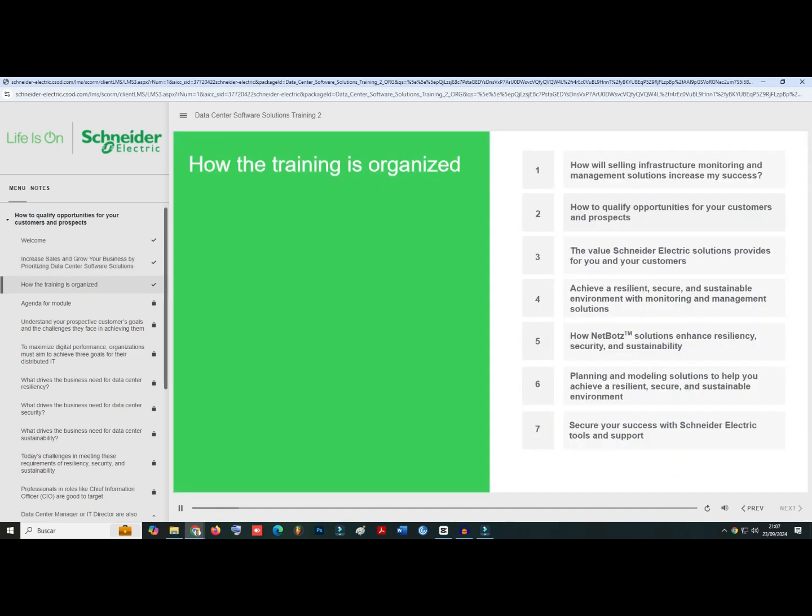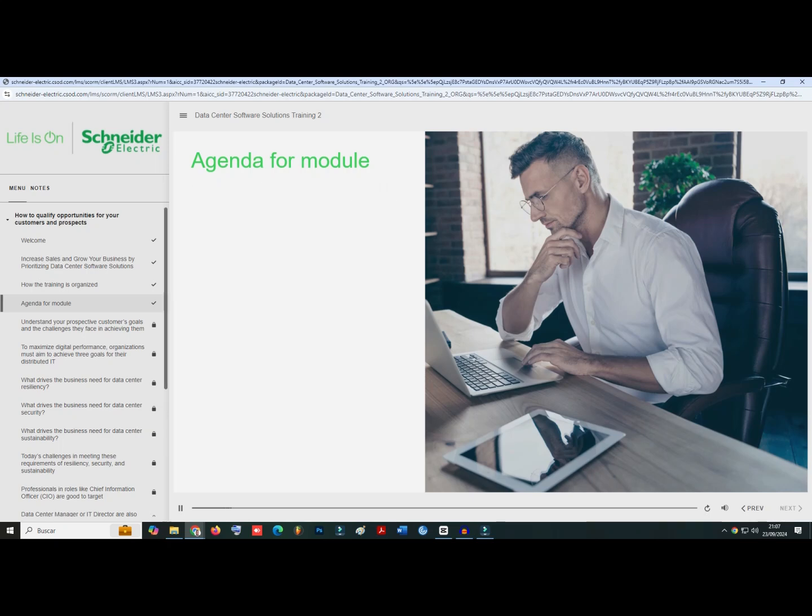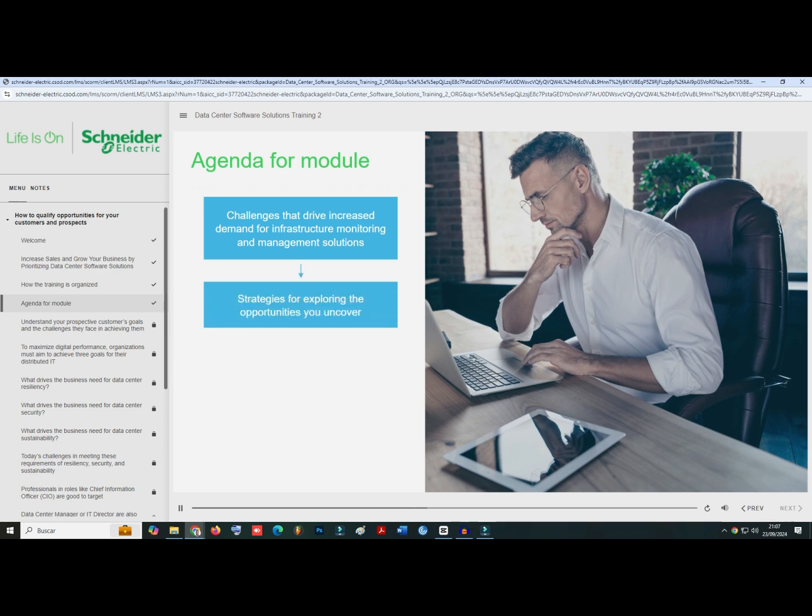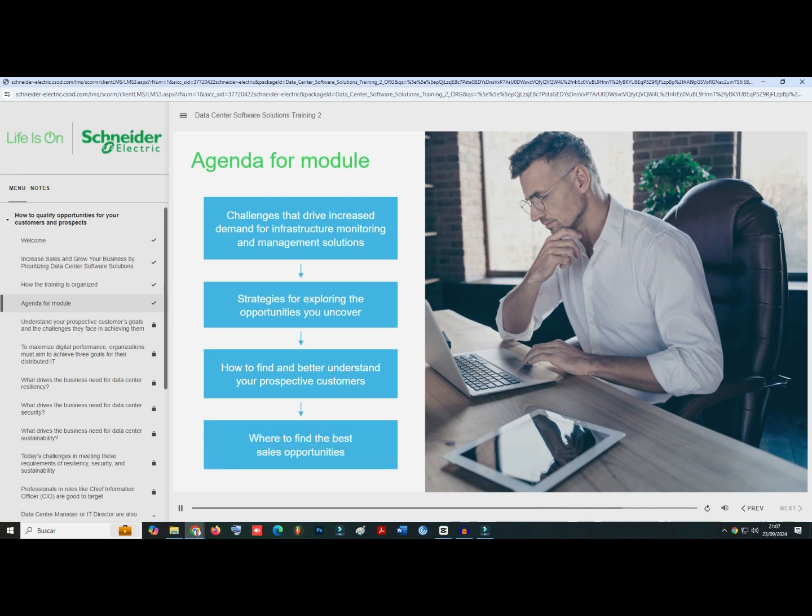In the first module, we explained why enterprise organizations need high-performing data center solutions, and we outlined how selling DCIM solutions will increase your success. In this module, we will discuss how to find real opportunities so you can properly explore them. For instance, we will cover the business challenges customers face that are driving this increased demand, strategies for exploring those opportunities, finding and better understanding your ideal customer contacts, and we will also share insights on where to find the best opportunities.